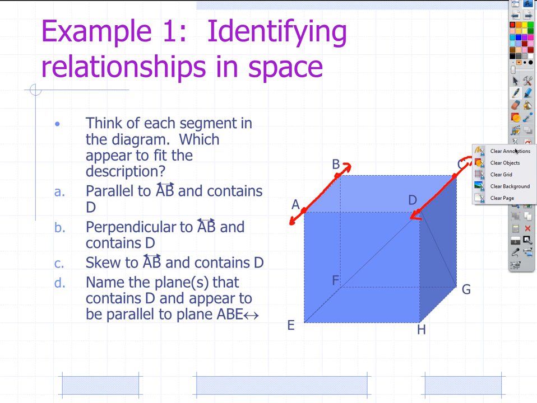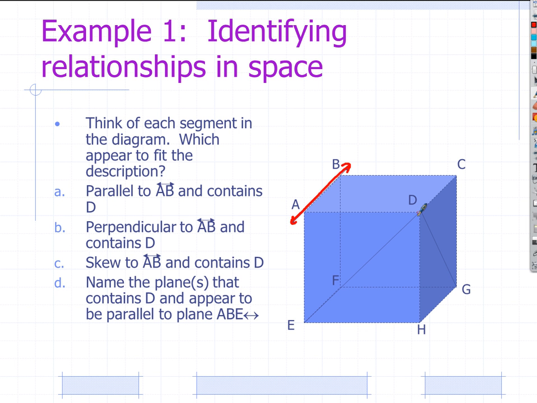Now what about the line that's perpendicular to AB that goes through D? Only one of those. AD, line AD, right? It's right there. Those two meet at a right angle, right?